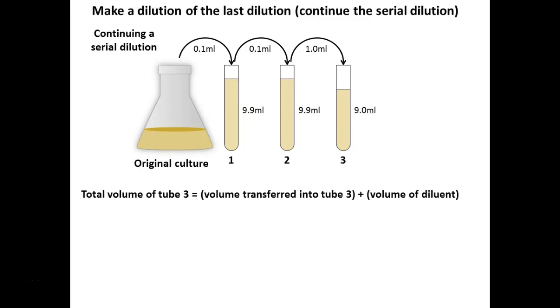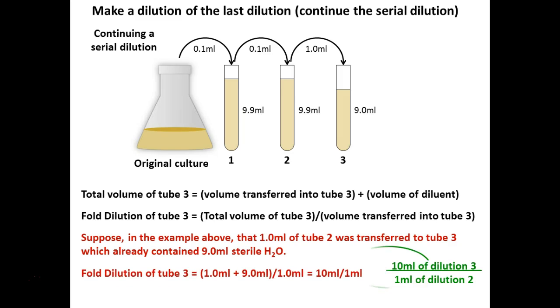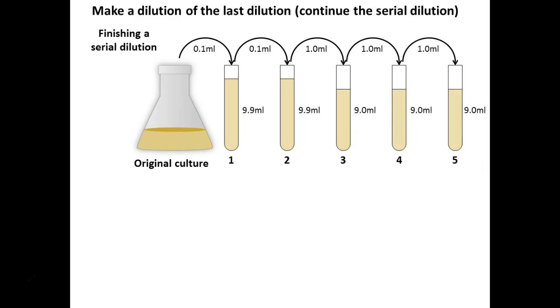Next tube. It's 1 into 9. So this one is what? 10. This is just a 10-fold dilution. So 1 into 9 gives us our 10. And then in scientific notation, you would write 1 times 10 to the 1. But simply a 10-fold dilution. And then 2 more 10-fold dilutions, 1 into 9, 1 into 9.